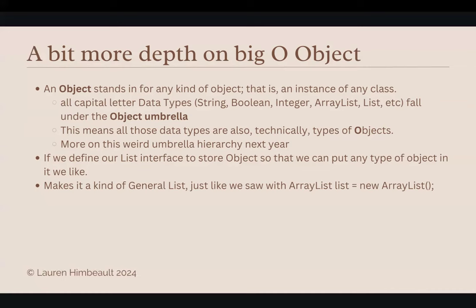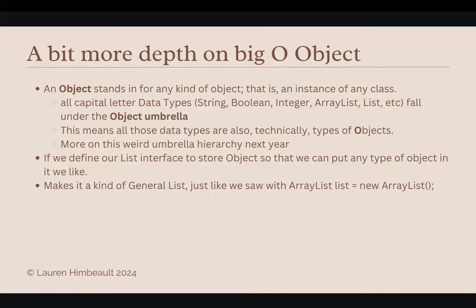So all capital letter data types, String, Boolean, Integer, ArrayList, I mean, technically List even though it's abstract, all of these data types fall under the Object umbrella, and it means that all those data types are technically types of big O Object. So without getting into inheritance and the way all of these objects are structured within each other, you can just think about them how we always have: a String is a type of Object. An ArrayList is a type of Object. An Integer is a type of Object. A Person is a type of Object.